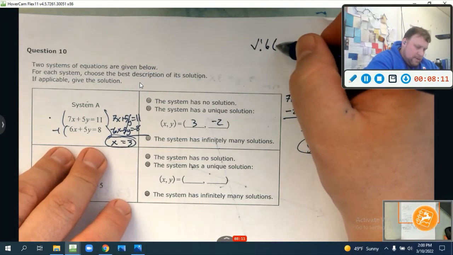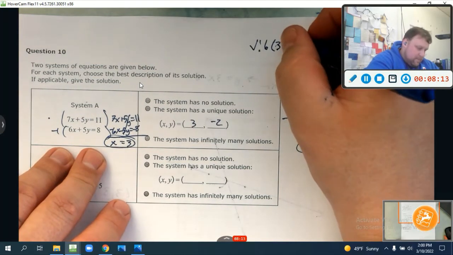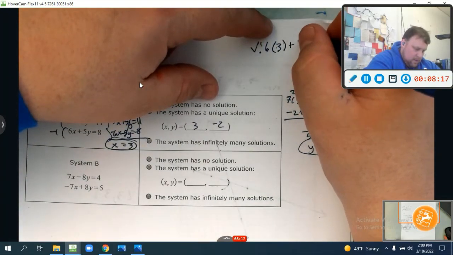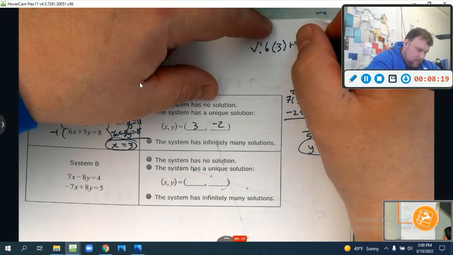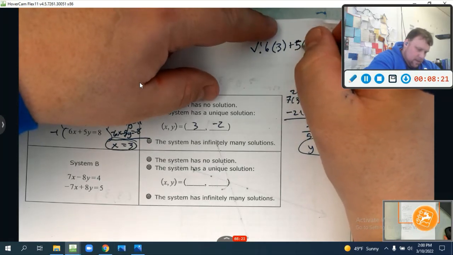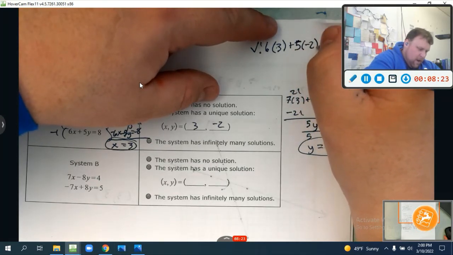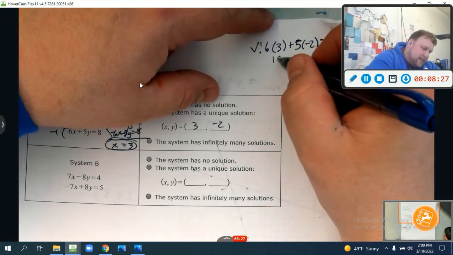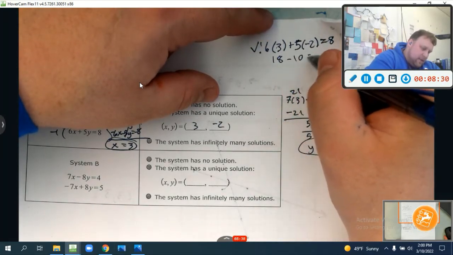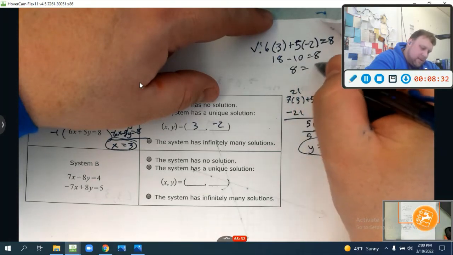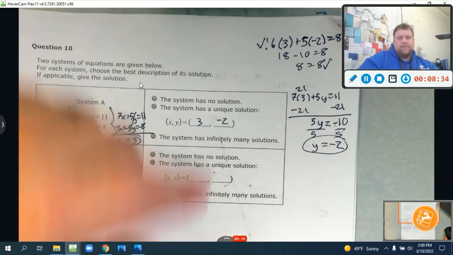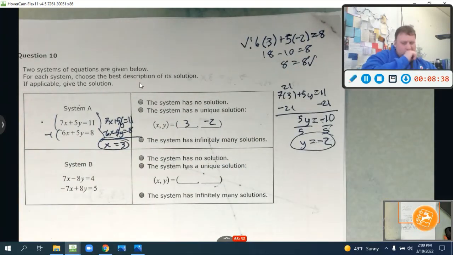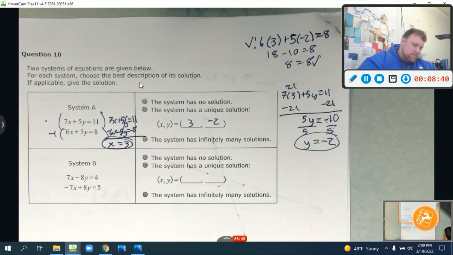6 times my x value of 3 plus 5 times my y value of negative 2 should equal 8. So that's 18, and minus 10 equals 8. 18 minus 10 is 8, equals 8. Check, that works great. It's not the best drawn out problem, but it'll work.